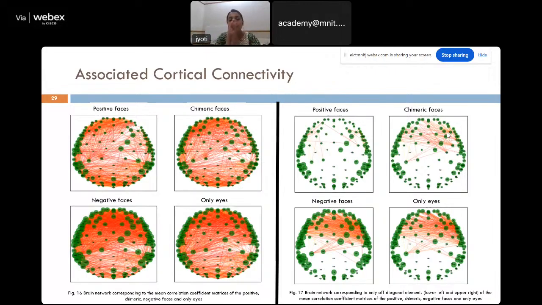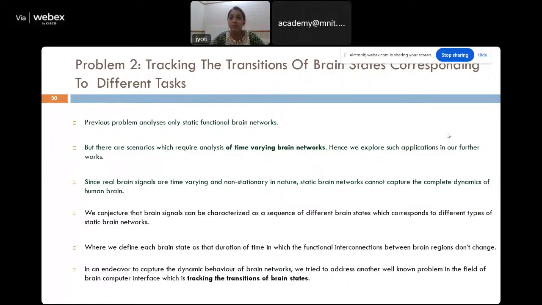But the limitation of this work is we have just observed static brain networks. We have not talked about how the networks are changing with time, or whether they are changing. In this whole work, we have considered that brain networks are static, but this is not the situation. Ideally, my brain networks will be changing over a period of time, they are not static. So I will have to consider the non-stationarity of EEG signals while doing the analysis.